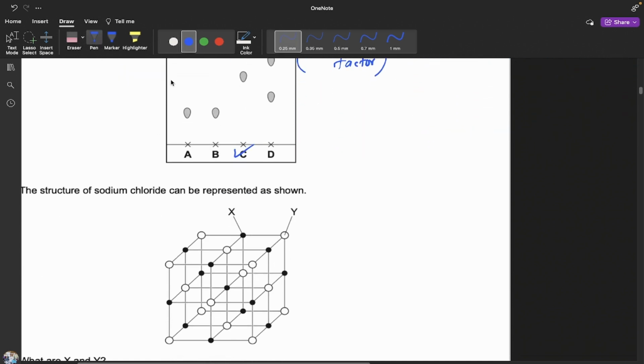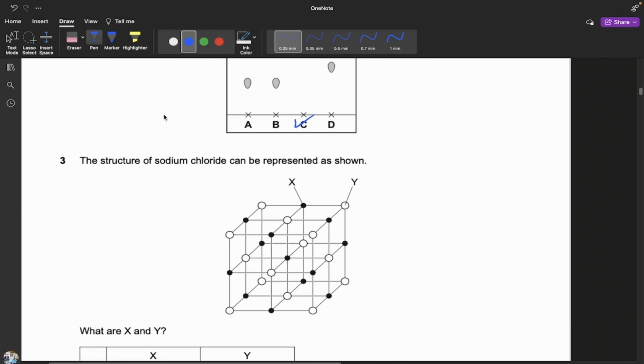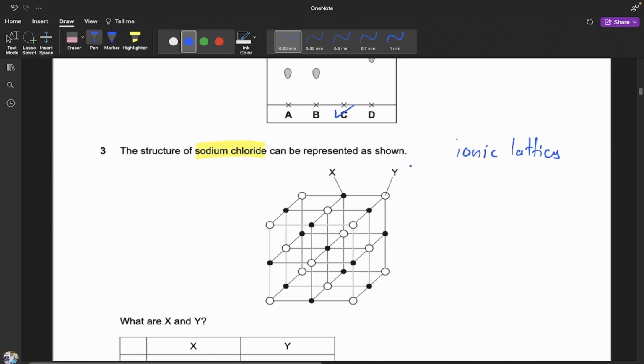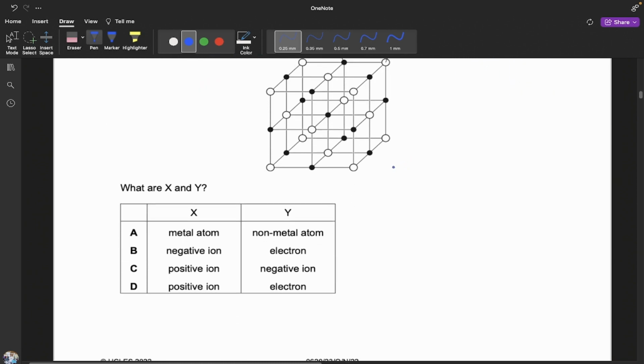Next one. The structure of sodium chloride can be presented as follows. It's sodium chloride, nothing else. Sodium chloride forms an ionic lattice. So we can eliminate the answers.